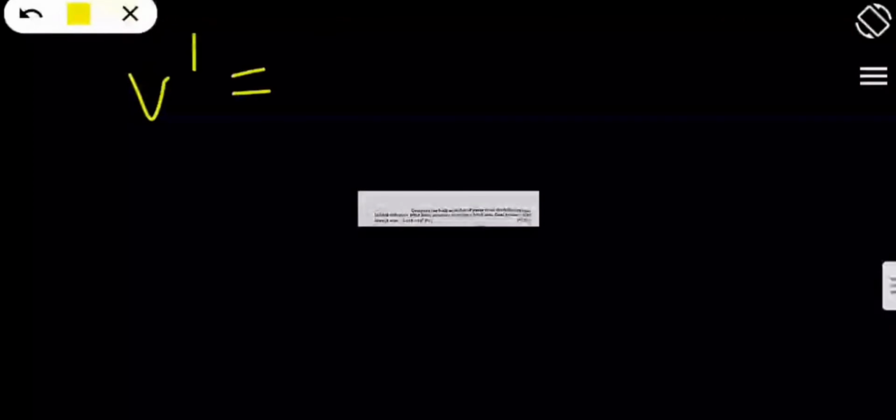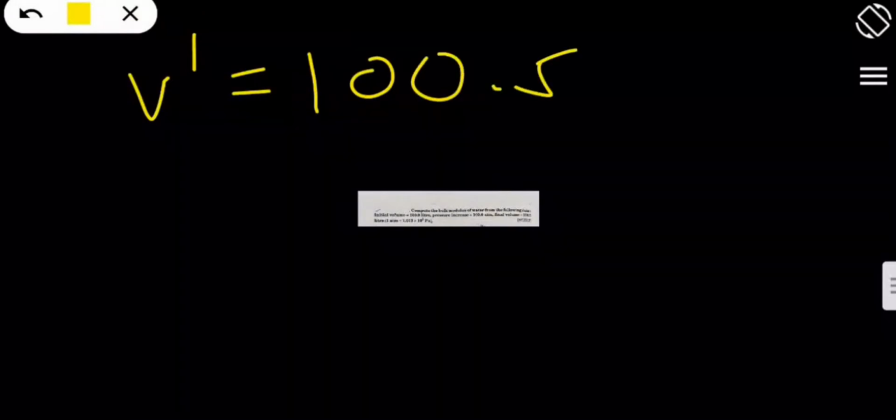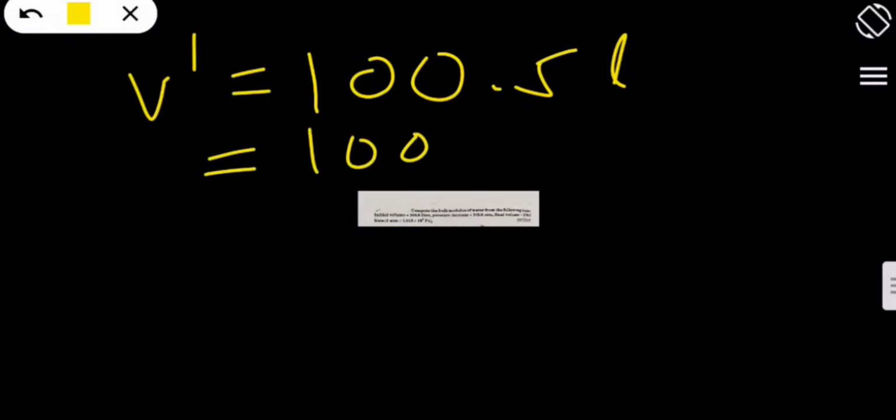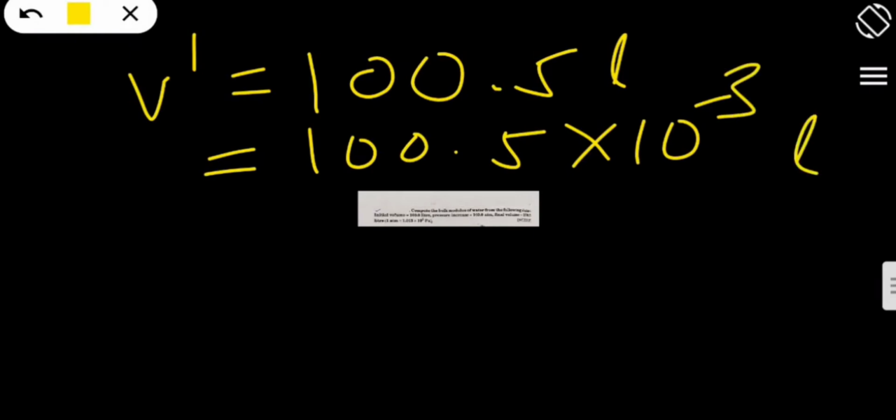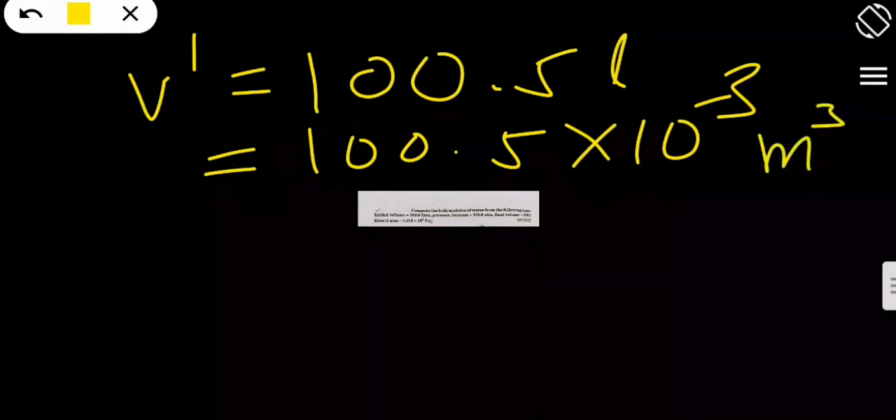Now what is the final volume? Final volume is also given. Let me represent it with V dash. V dash is equal to 100.5 liter, which again you can write as 100.5 into 10 to the power minus 3 meter cube.